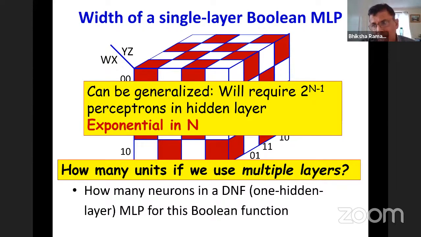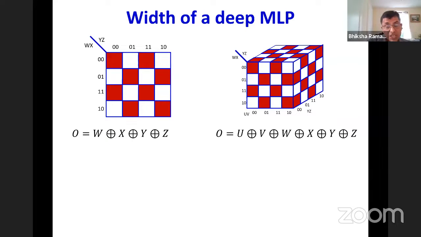But then, if I allow myself to use more than one hidden layer, how many neurons will I require for this guy? Anybody want to take a guess? Anyone? Okay, let me give you the answer. These two functions are very simple. That first function is simply W XOR X XOR Y XOR Z. The second function is U XOR V XOR W XOR X XOR Y XOR Z.